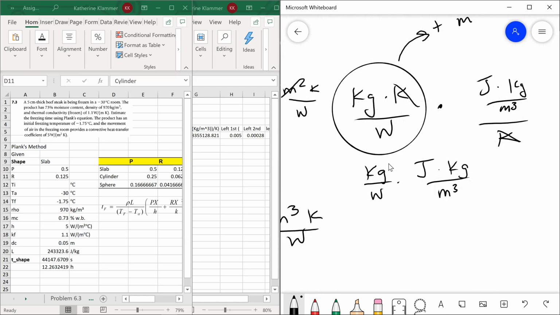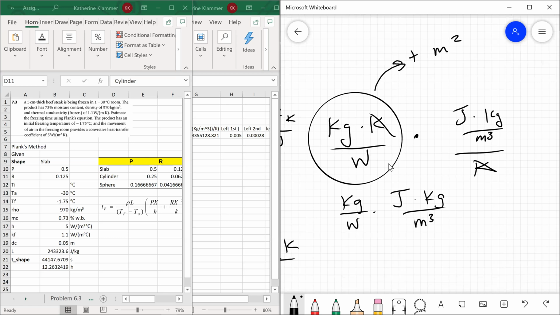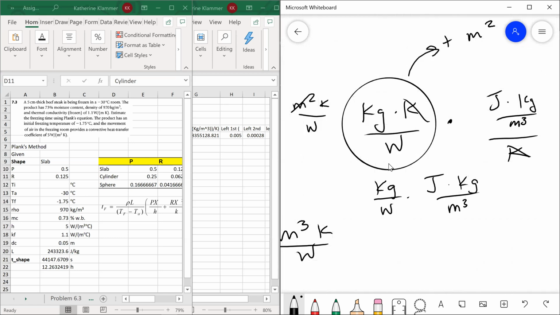So now when we're introducing this new part, which is joules times kilograms divided by meters cubed over K. K's still cancel out. Now meter cubed cancels out. And a watt is, where am I still missing a kilogram from?